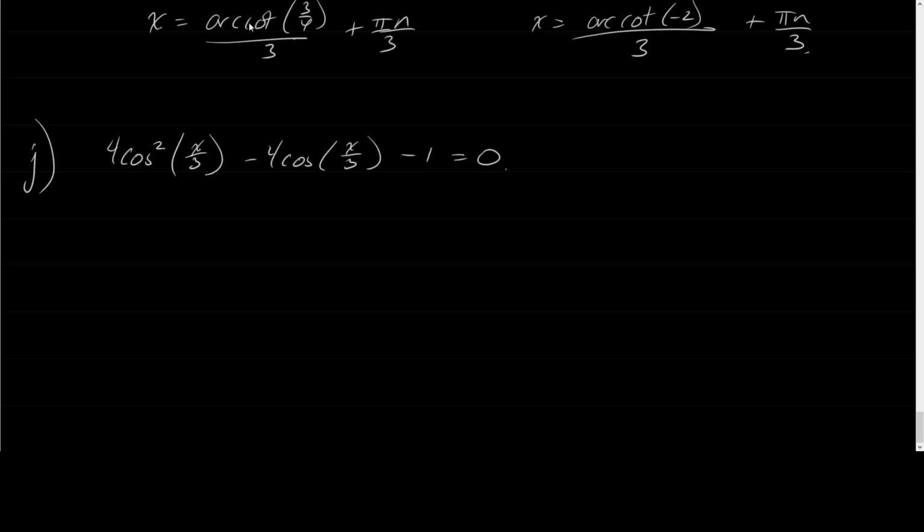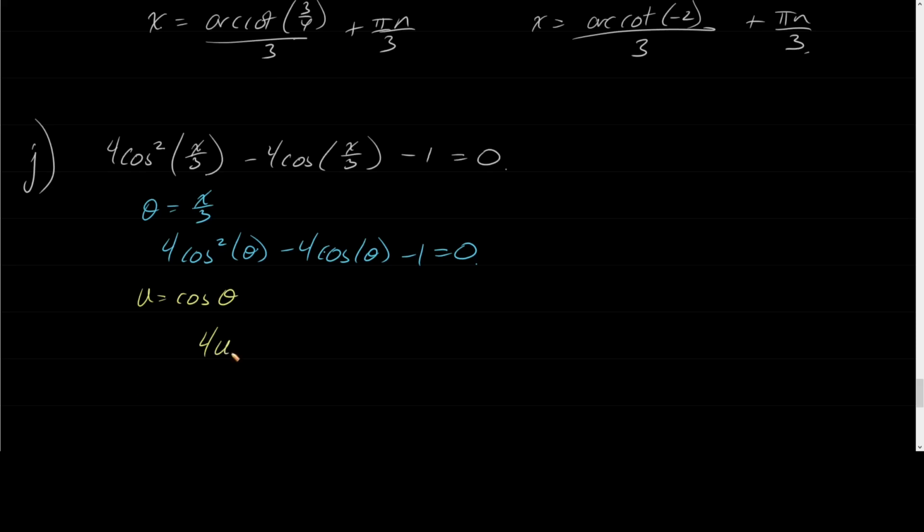Well, the very first thing I see here is that I have x over 3's. I don't like that in there. So I'm going to say let theta be equal to x over 3, and this equation becomes 4 cosine squared of theta minus 4 cosine of theta minus 1 is equal to 0. At that point, I don't want to work with cosine, so I'm going to say let u be equal to cosine theta. So this becomes 4u squared minus 4u minus 1 is equal to 0.